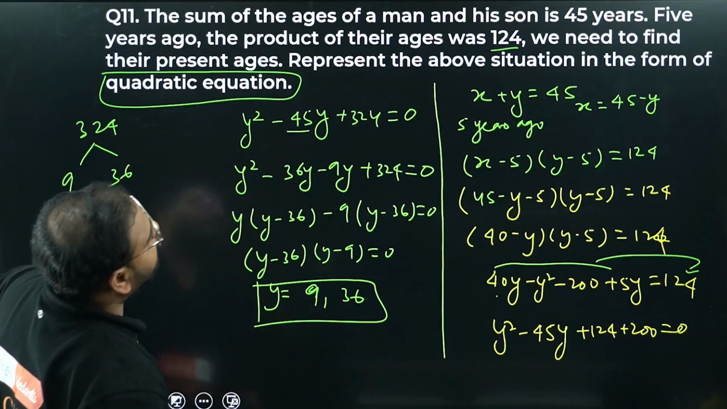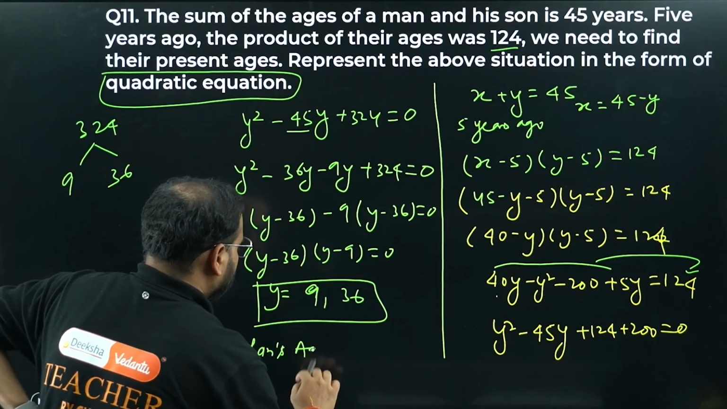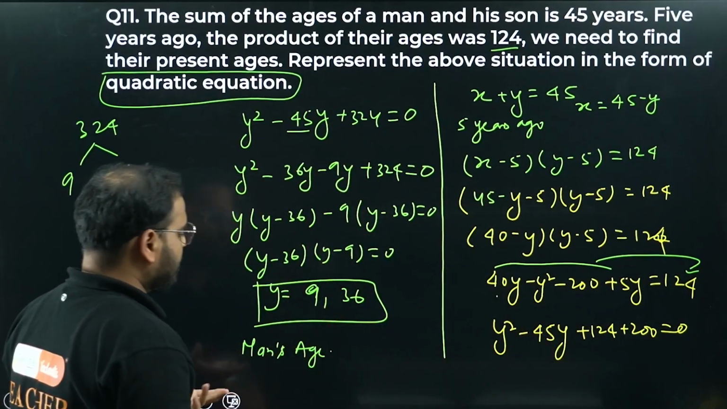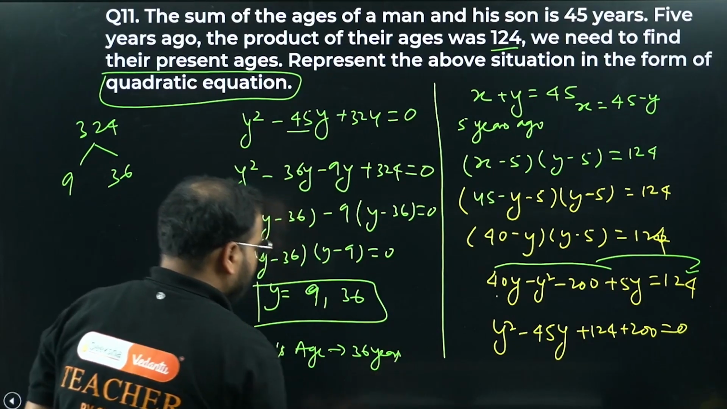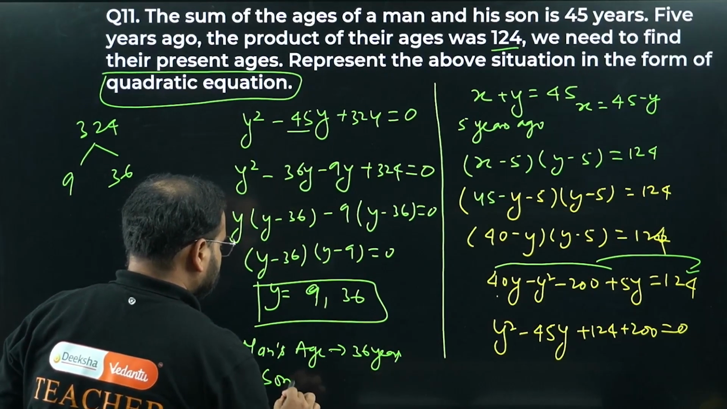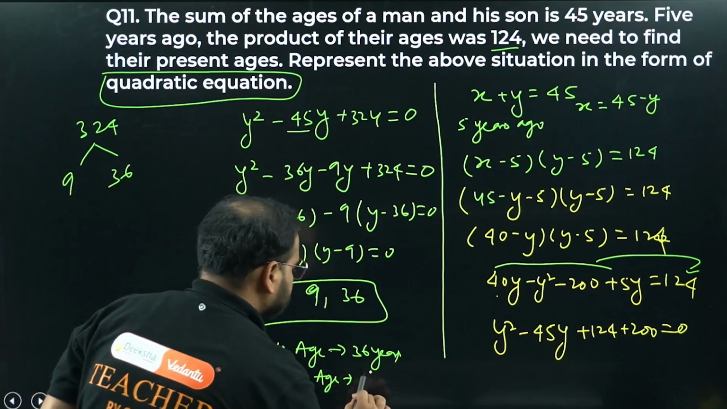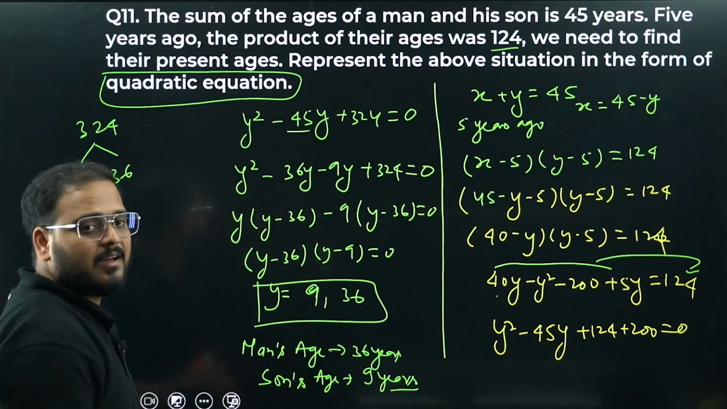If you check this combination, son will have what age? Father and son combo, right? Man's age will be what? Because x plus y is 45, the largest age has to be for the man only. So 36 years. And son's age will be what? 9 years. 36 years and 9 years.